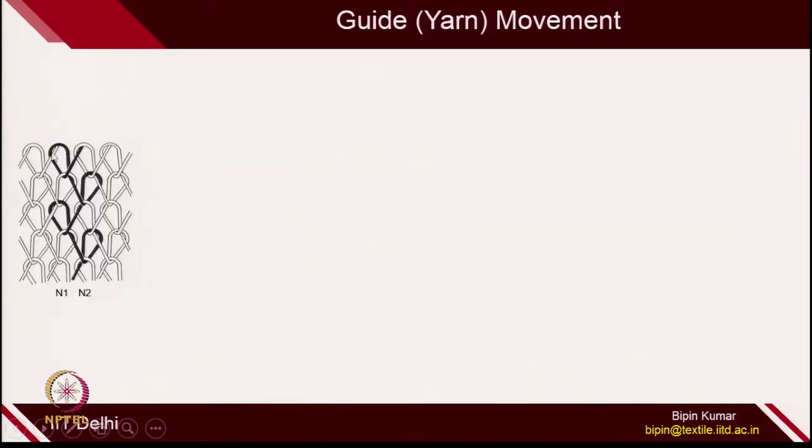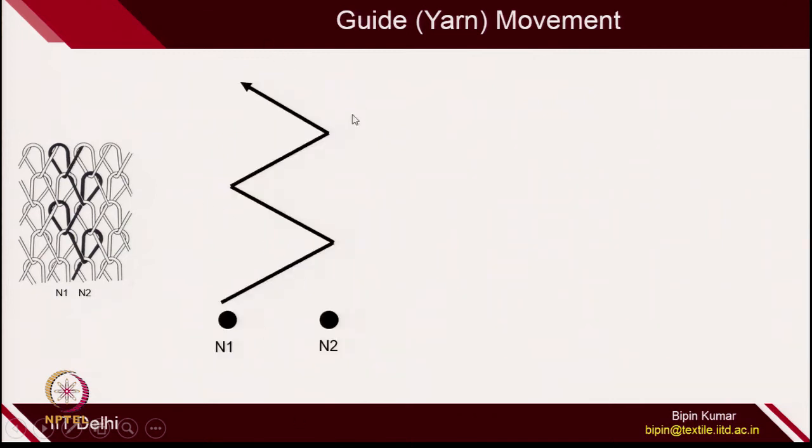So, this is the simplest structure through which I started last week. Here you can see, if you follow the black color of the yarn, you can easily see that the yarn is moving from needle N2 to N1, then N2, then N1 in four courses. In the first course, the black yarn is with N2 needle. In the second course, it is with N1 needle. In the third course, it is with N2 needle, and in the fourth course, it is again with N1 needle. So, this is how it is moving.